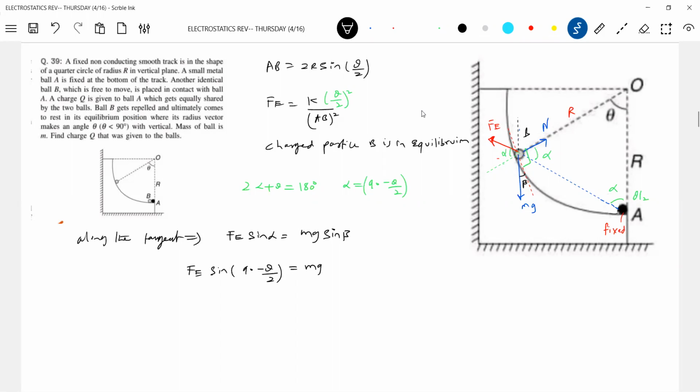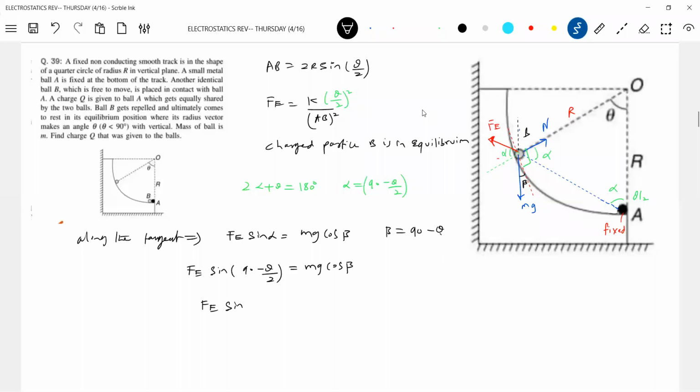Beta will be 90 minus theta. So this will be 90 minus alpha. Mg cos beta. Anybody, beta value? 90 minus theta, sir. 90 minus theta. Yeah.